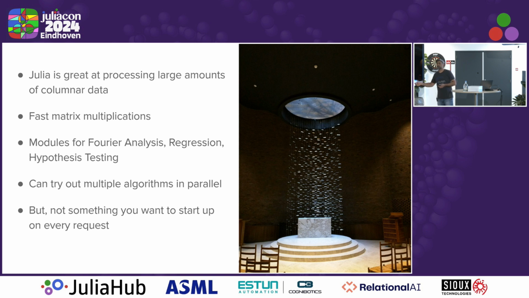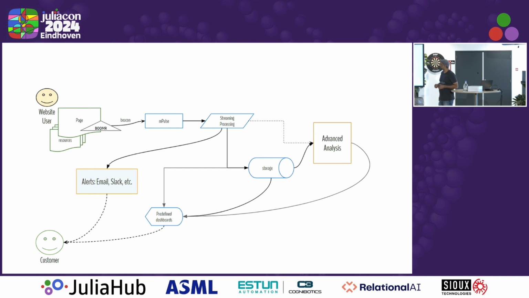Whereas we need responses in the order of microseconds or milliseconds. Right? So I cannot start up a Julia process on every request to figure out whether something is an anomaly or not. I want to be able to do this over a longer period of time and then tell my Java process that's already running, when you see something that's out of this pattern, that's something to alert on.